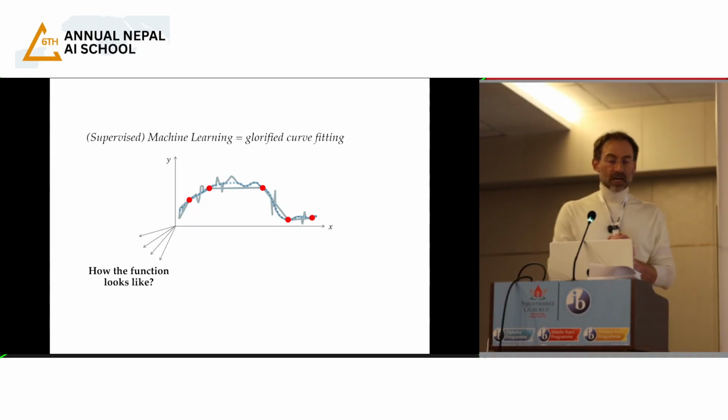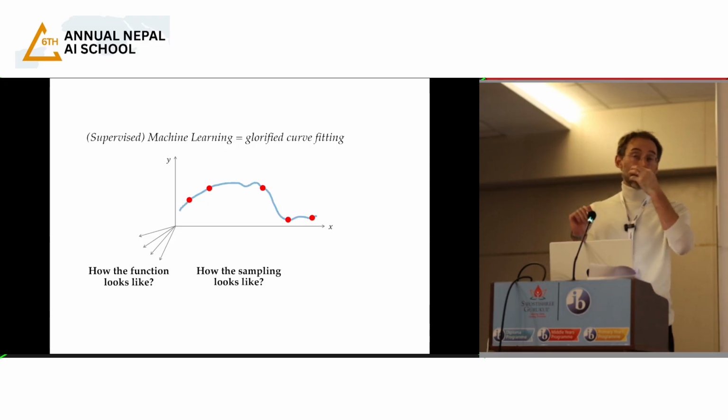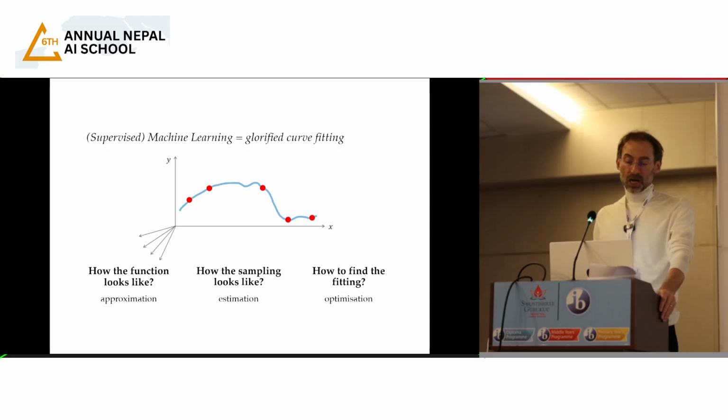The second question is what the sampling looks like, so how many samples we take. Is it millions or is it just a few thousands? Where to sample and so on. And then, of course, the question is how to find the fitting, so how to build such a function.